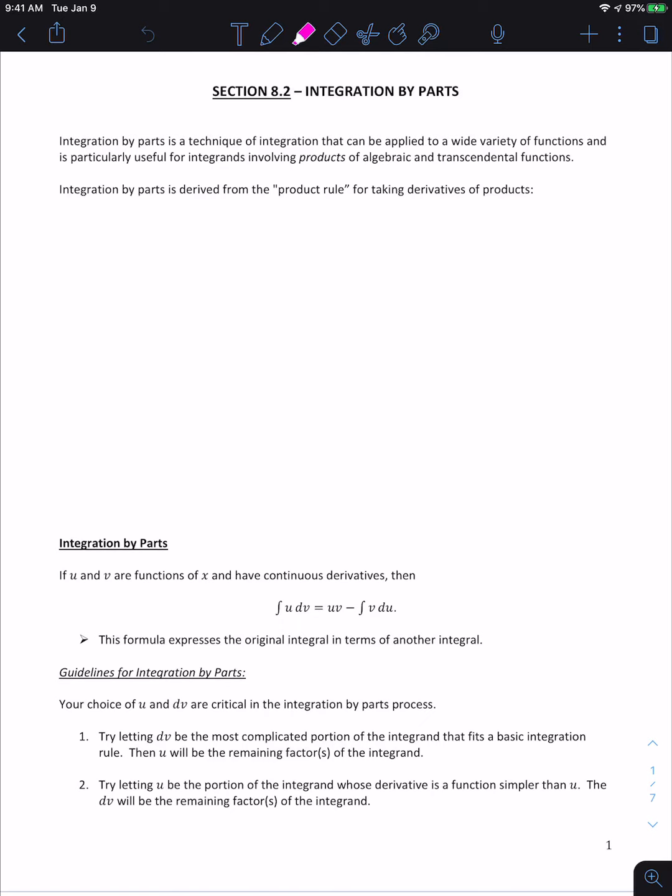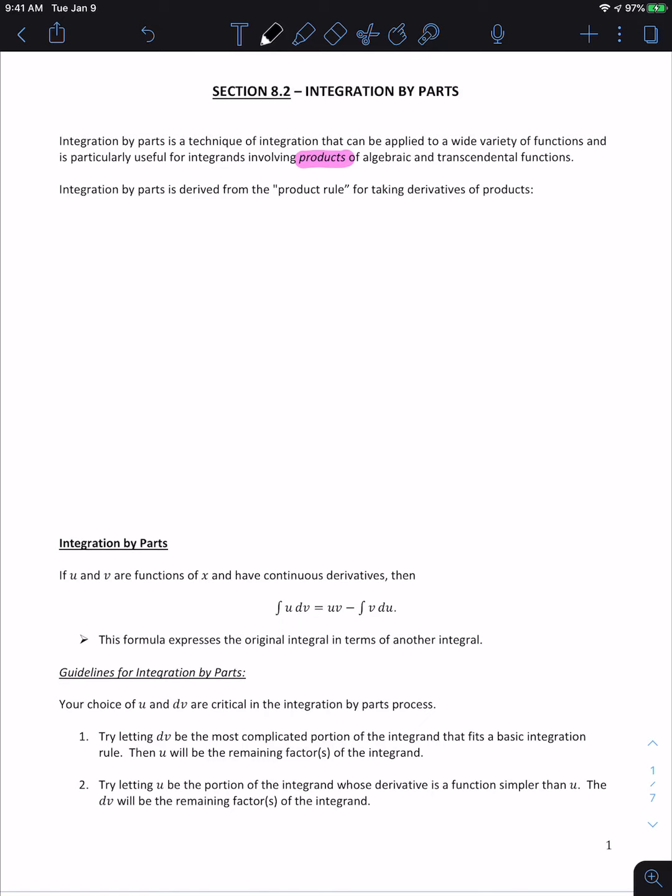Hello everyone, in this video we're going to be looking at section 8.2, which is integration by parts. Integration by parts is a technique of integration that can be applied to a wide variety of functions, but it's particularly useful for integrands involving products of algebraic and transcendental functions. So anytime we have the product of two functions in the integral, integration by parts might be a good method to use.